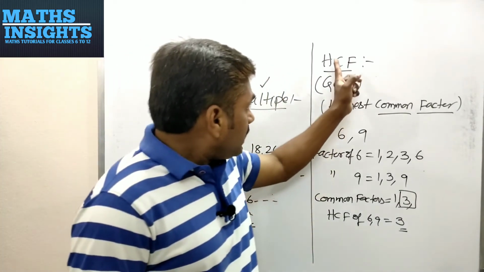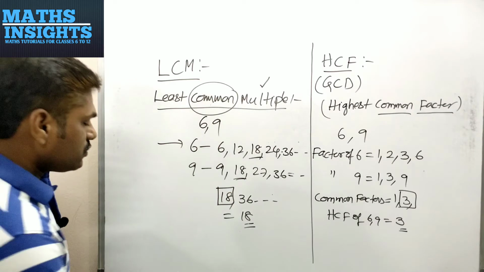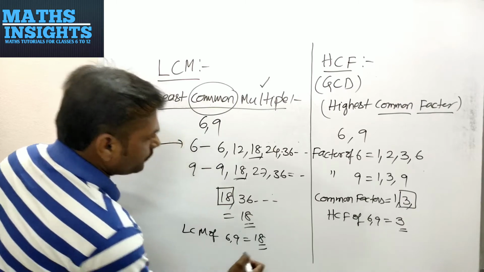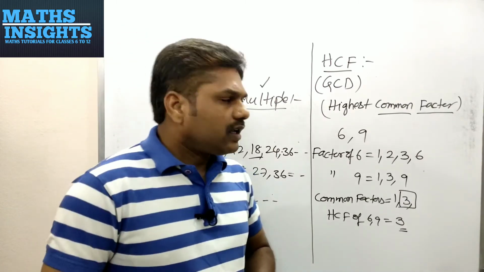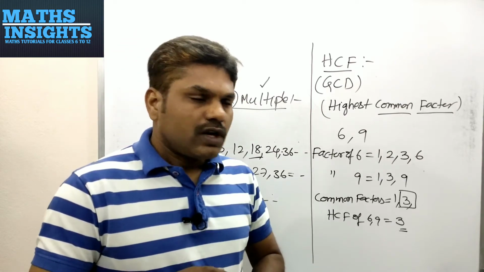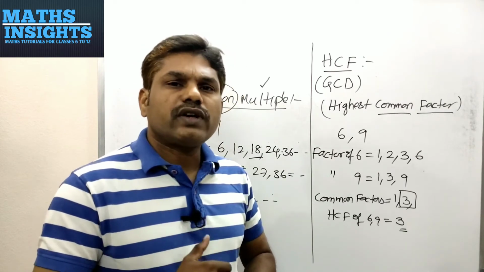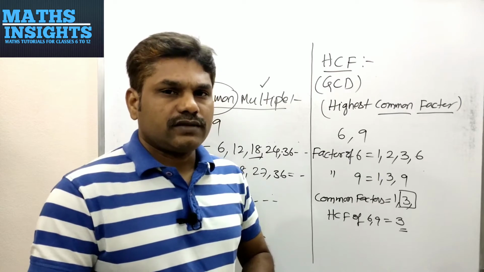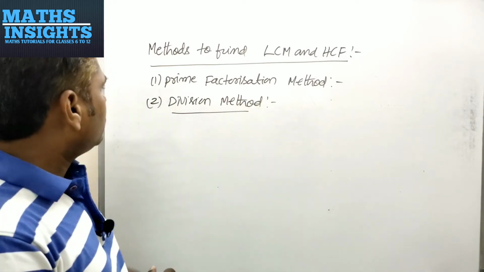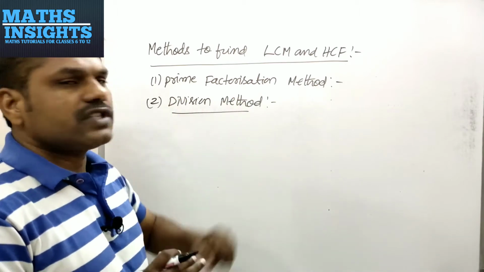See, the HCF will be the smaller number when compared to LCM. So LCM of 6 and 9 is equal to 18. Okay, in this way you may find LCM and HCF for more than two numbers also, but this is a traditional method. So we have some ways to find LCM and HCF. Mainly there are two methods to find the LCM and HCF. The first one is prime factorization method and the second one is division method.